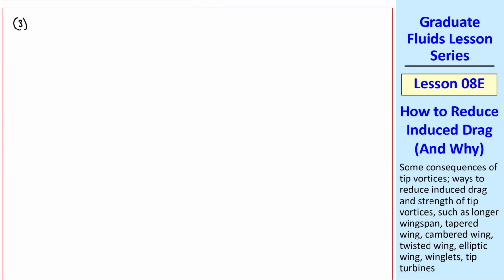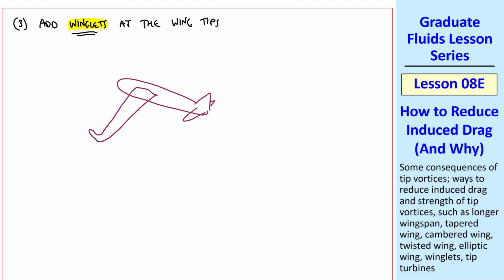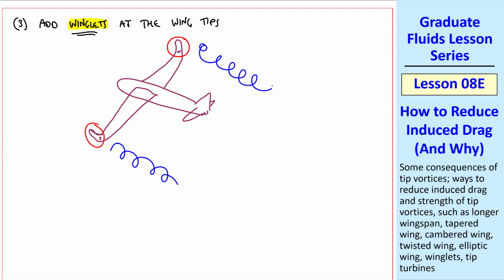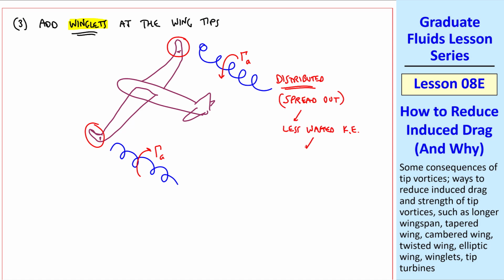A third way to reduce induced drag is to add winglets at the wingtips. These are kind of like little wings that bend almost vertically at the tips of the wing. This has a similar effect as the other mechanisms we talked about. Namely, although we still have the same gamma A, the vorticity is more distributed or spread out, therefore less wasted kinetic energy, therefore lower induced drag. Again, I'll show some examples.